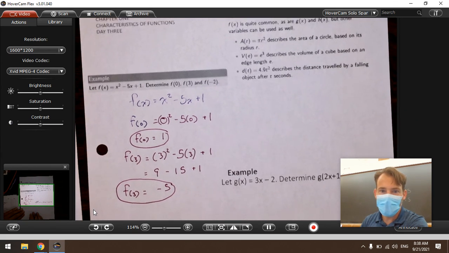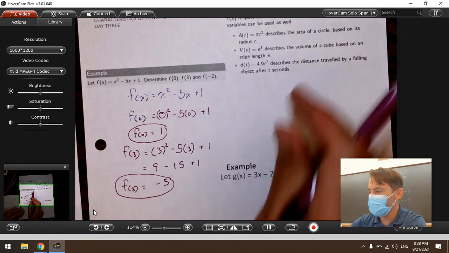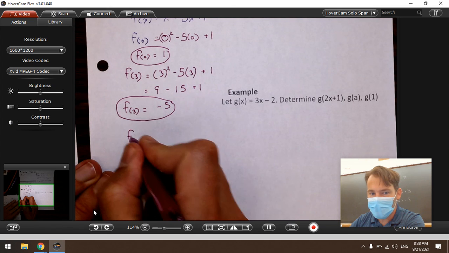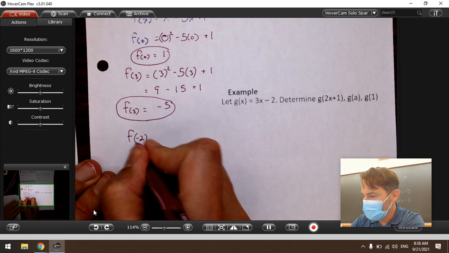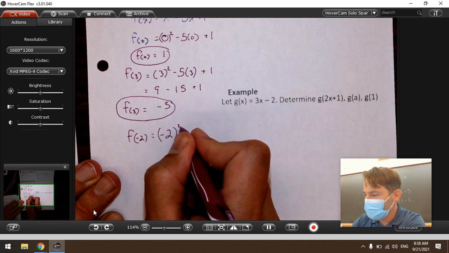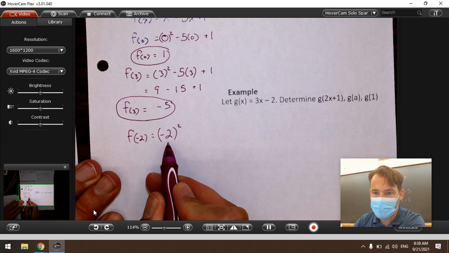Okay. And we're asked to do one more, f at negative 2. So let's do it. F at negative 2 is equal to, substitute into brackets, please. Notice that substituting into brackets there makes a difference.